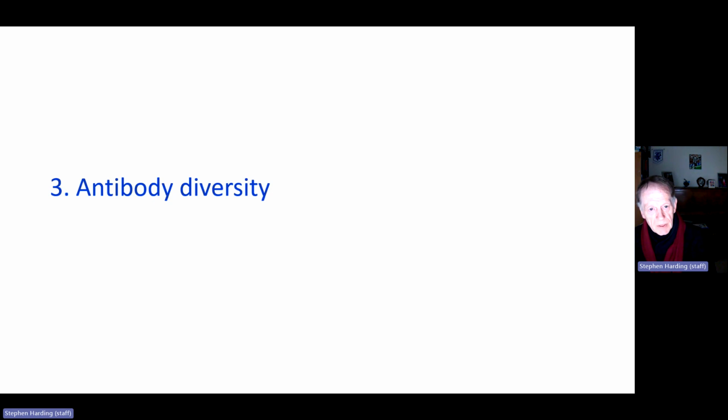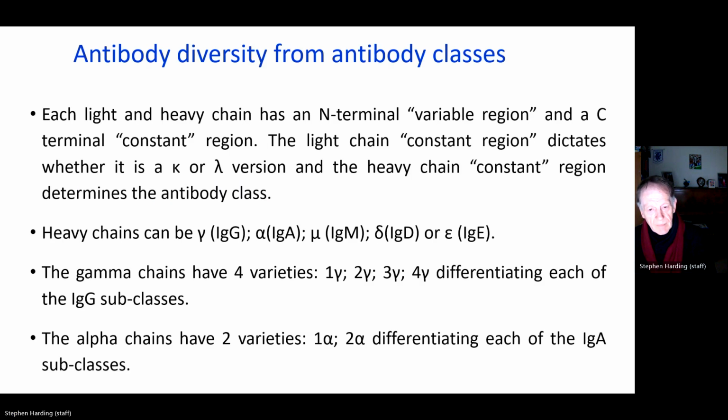Right, antibody diversity. Well, what gives rise to the diversity of antibodies? So we have a large range of antibodies for different purposes. And of course, we need a huge range to pick up the very large number, 10 to the power 8, I think, of determinants or antigen determinants.